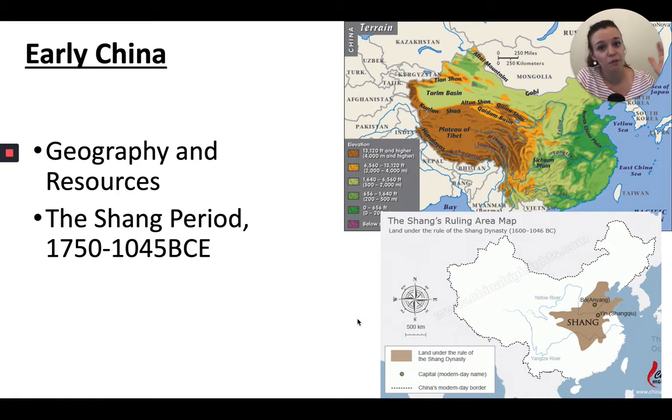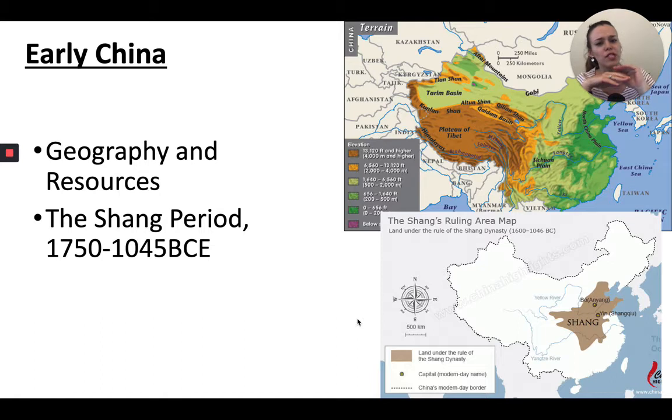So this should harken back to what you learned last year with human geography, right? Isolation creates diversity. Our very first dynasty, the Xia dynasty, may or may not have been legit. It might have been imaginary. Historians aren't sure. It might have been mythical. But in general, we know that for sure our first dynasty is going to be the Shang dynasty.